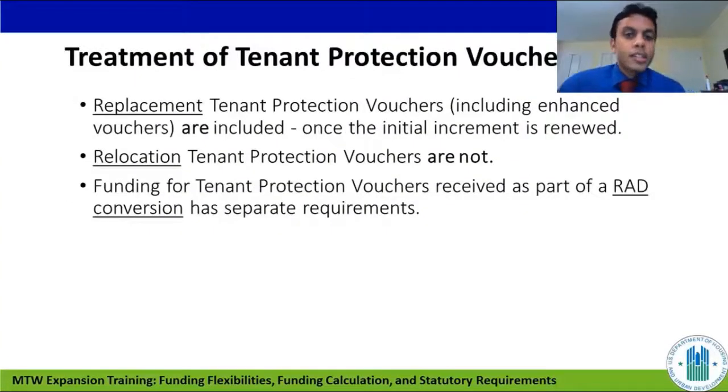So tenant protection voucher funding. I know this can get confusing. We have two main buckets of tenant protection vouchers. You have your replacement TPVs, which includes enhanced vouchers. Those are actual replacement vouchers, say during a disposition, if there's a public housing action and the units are not going to be replaced, so you're providing these tenant protection vouchers. These are going to be included in the HAP renewal formula after the initial increment is renewed.